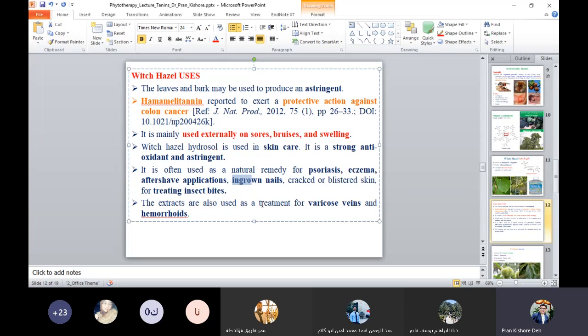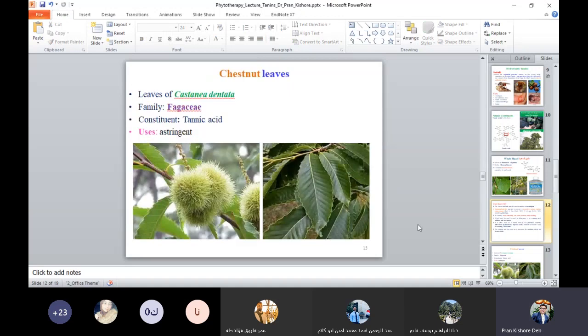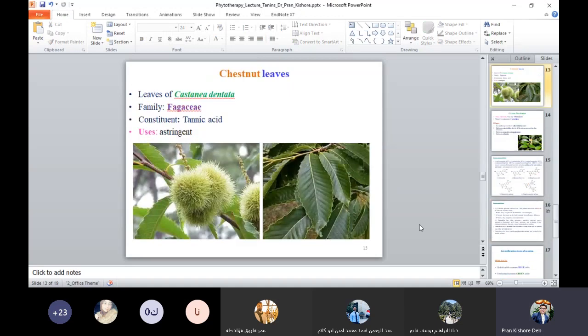The extracts are also used for the treatment of varicose vein and hemorrhoids. Now coming to the second last, chestnut leaves. It is the leaves of Castanea dentata. You can see the chestnut leaf. I don't know whether it is available in Jordan. I feel like it is available.